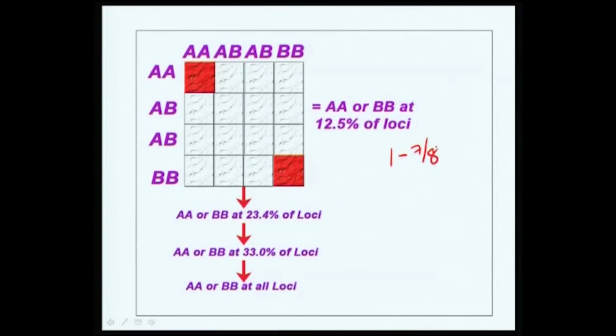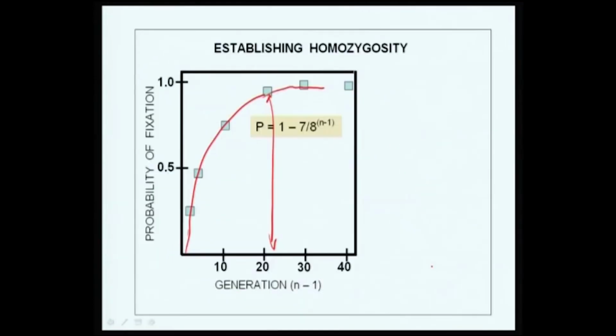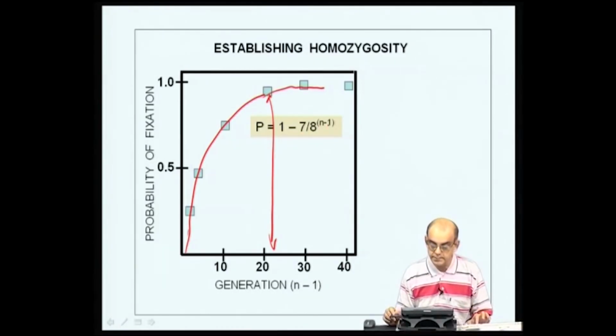1 by 7/8. Now, it became 1 by 7/8 to the power 2, and so on and so forth. So, this actually worked out to the formula that you saw in the earlier transparency here, which is actually 1 minus 7 divided by 8 to the power n minus 1 generations.